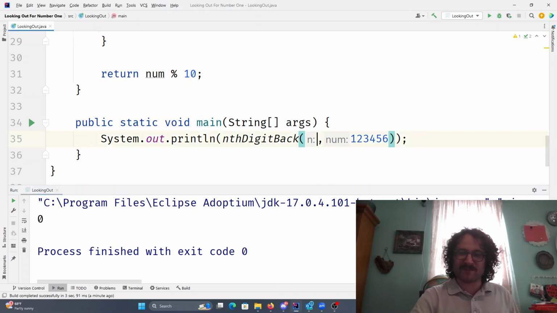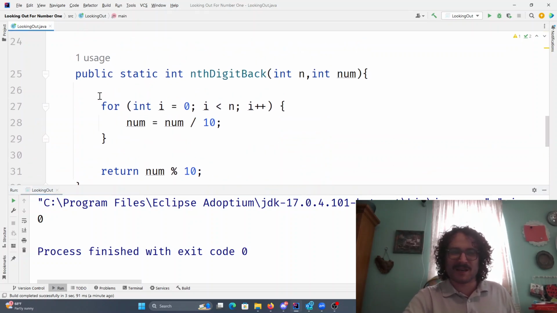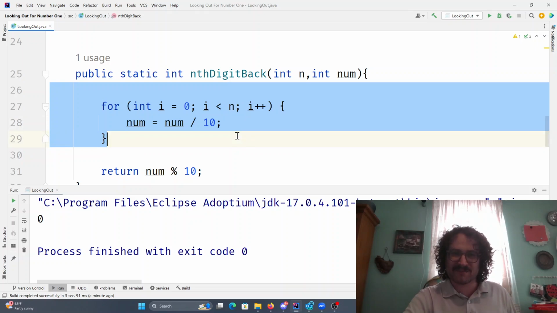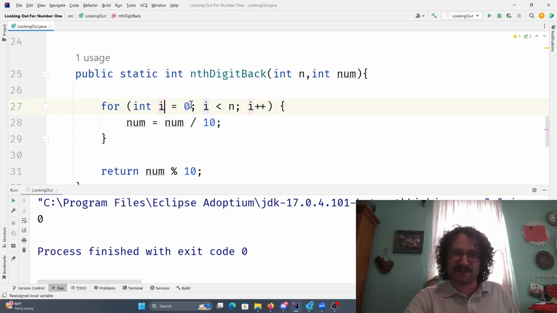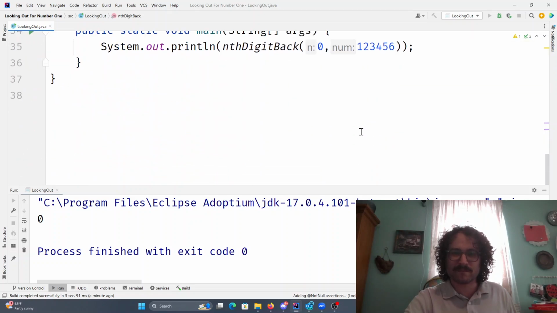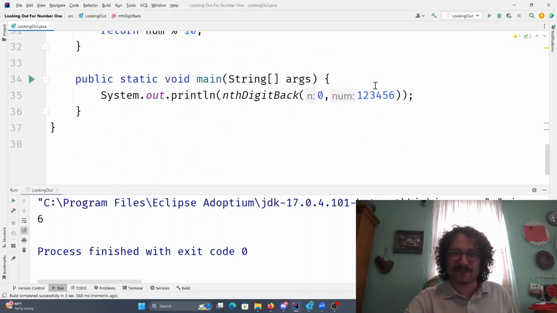And again, if I do the 0th place, which means this occurs 0 times, i is equal to 0. Is i less than 0? No. So it's not going to run even once. Run it. And that gets a 6. Excellent. Okay. Next problem.